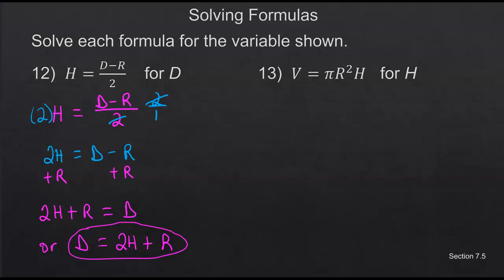Okay, let's look at this next formula. So this is a volume formula. It's actually the volume of a cylinder, I believe. We're going to solve for h. This is pi times r squared times h. So that means we can divide by everything except the h, and that way we can solve for it.